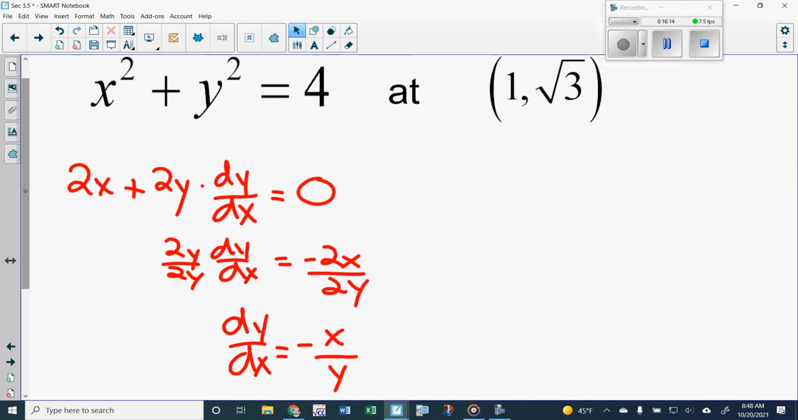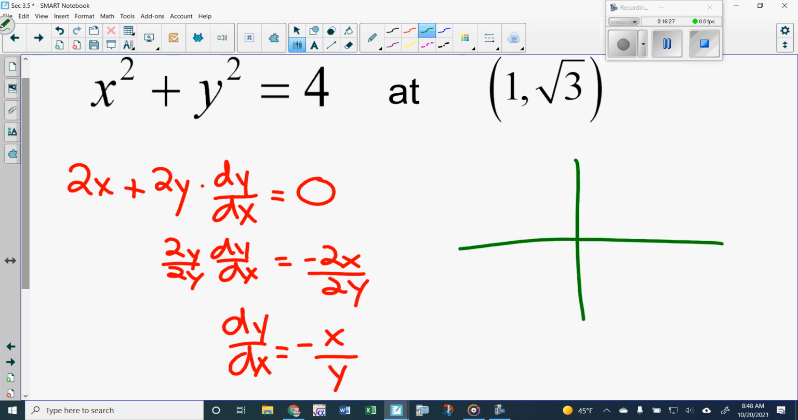Okay, that works. Now, do you remember what this is a graph of? X squared plus y squared equals 4. It's a circle. It's a circle with radius 2. That's conic sections. That's a bad circle, but you get the idea.